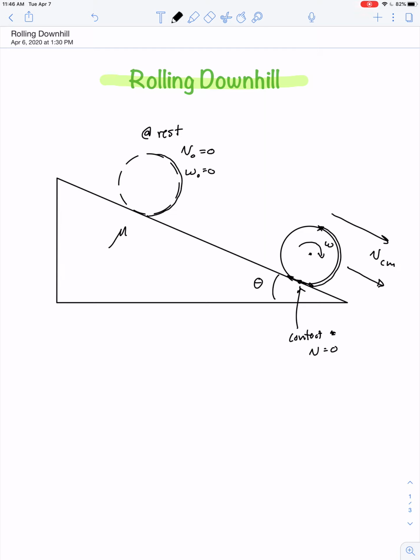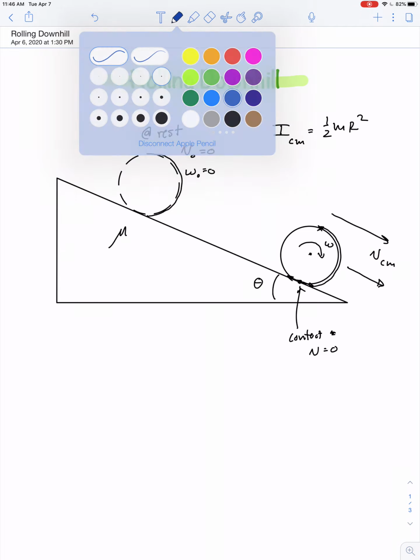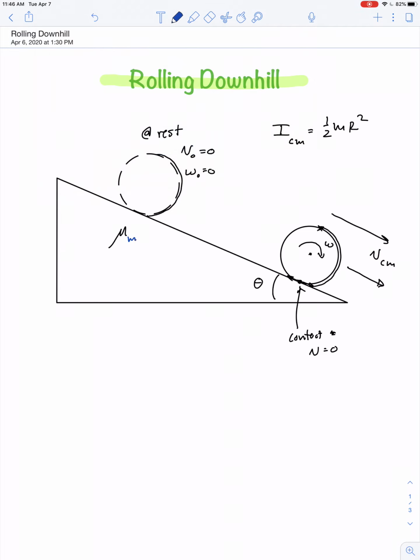Okay, so I named the shape so that we know what the rotational inertia about its center of mass would be equal to. That's 1/2 mr squared. And then let's draw all the forces that are acting on this object and see if we can use that to figure out what's the minimum required coefficient of friction based on an angle of theta.